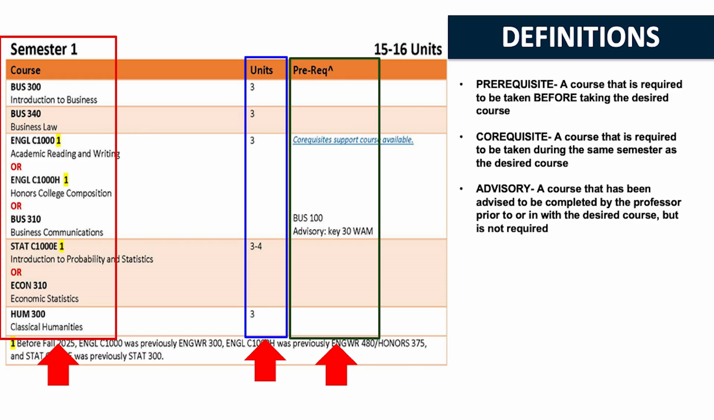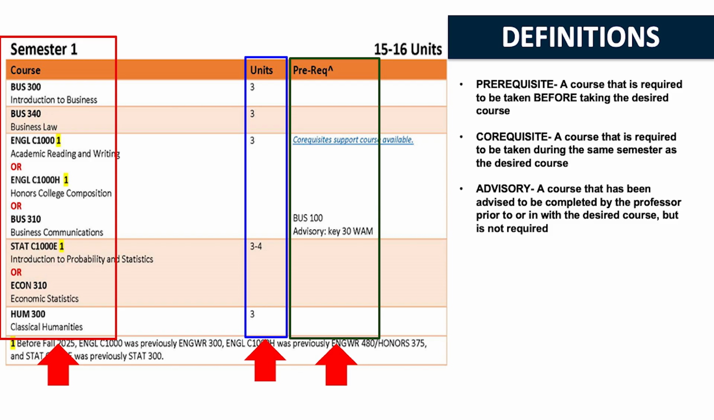On the screen, you'll find an example of a list of recommended courses. Under the course tab of this example, you'll find abbreviated course names and the full course names for the courses that you were recommended during your first semester. You'll find the total units for each of those classes under the units column. You'll find that this list of recommended courses recommends that a student take 15 to 16 units their first semester. Under the Prerequisite Course tab, you'll find any advisory recommendations, prerequisite requirements, or co-requisite requirements.